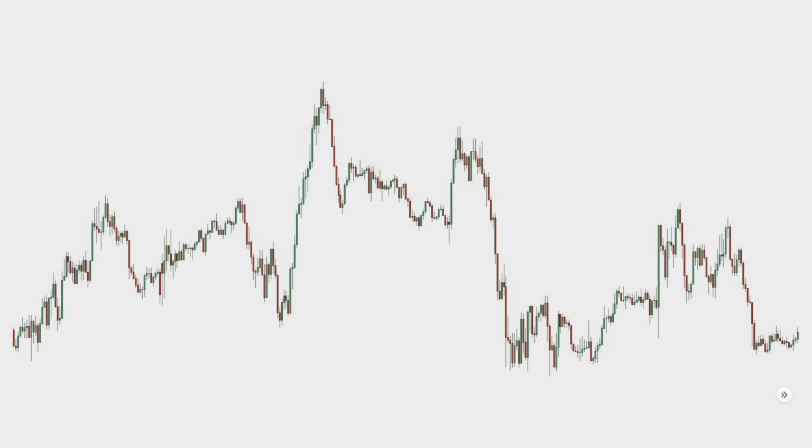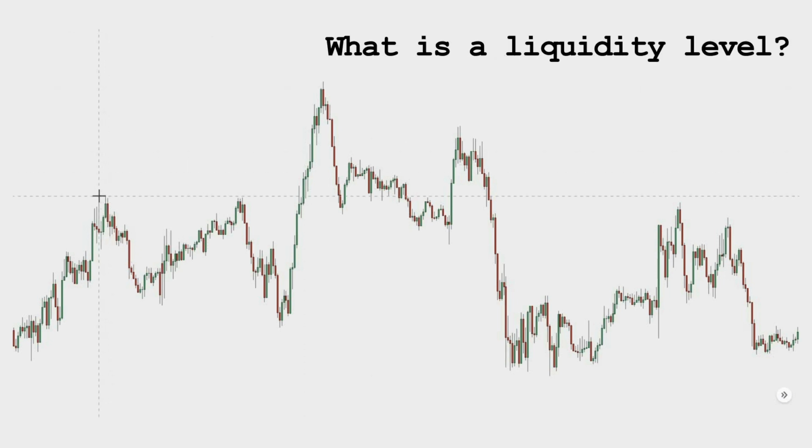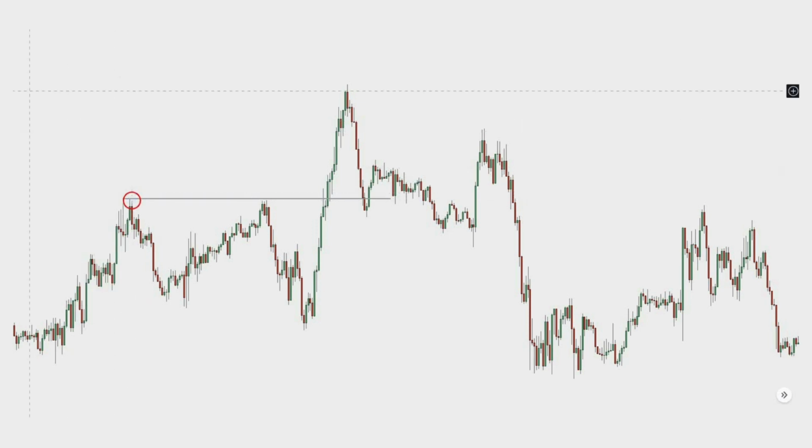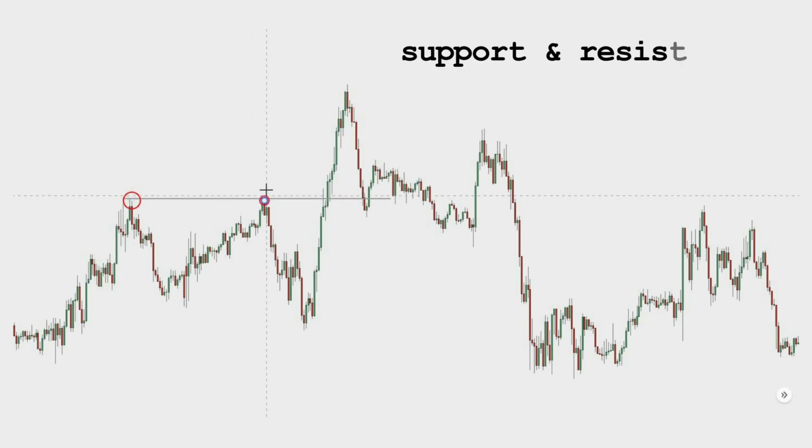On today's video we are going to explain and break down a highly demanded topic for you. The question: what is a liquidity level? I promise that after watching this video you will have enough knowledge and your question will be answered properly. Let's go step by step to understand this principle by beginning with a basic concept.